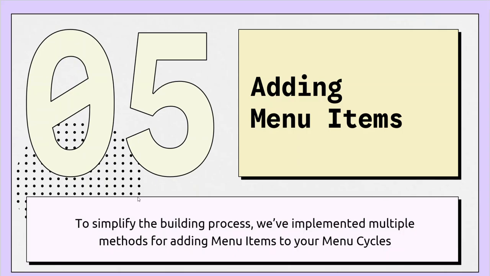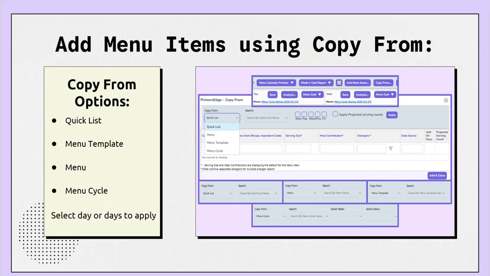Now it's time to really start having fun. You don't really have menus until you add menu items, and you have multiple methods of getting those into place. You can add menu items using quick lists, menu templates, or other menus from your menu cycles. And you can select a specific day or multiple days of the week that you want to apply it to.